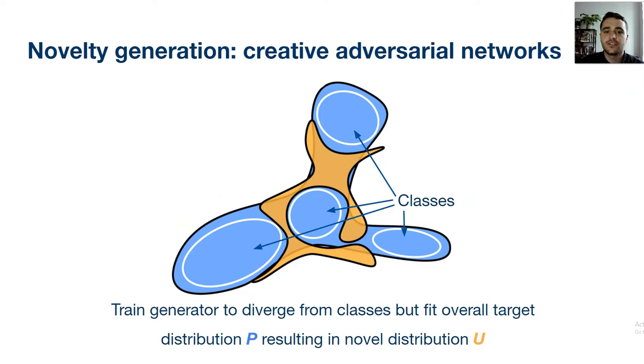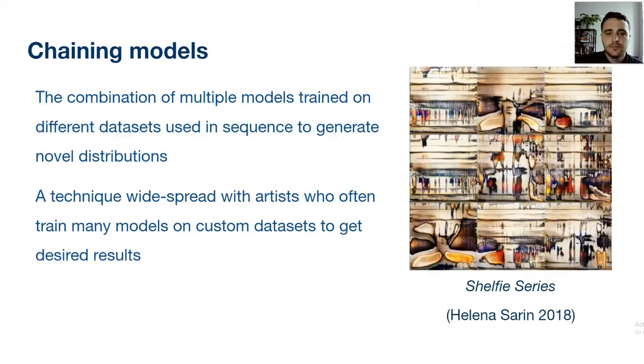Again, if we look at the distribution view, our novel distribution U is trying to fit the original training data, but diverge from any of the existing styles. So everything generated by this model is novel to some degree, but it is still inspired from the original training distribution.